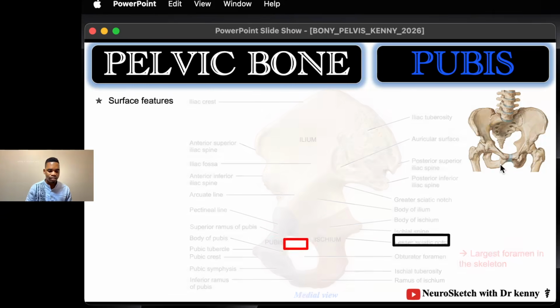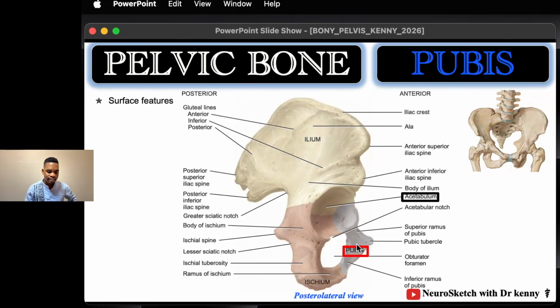Let's see the lateral surface. On the lateral surface, this is the pubis, and we have said it has a superior ramus and an inferior ramus, and it has the pubic tubercle and pubic crest. You have the pectineus on the medial side, which you cannot see on that side. But also remember that the pubic bone is forming a part of the acetabulum, as we have said already, but the pubic bone is also forming a part of the obturator foramen.